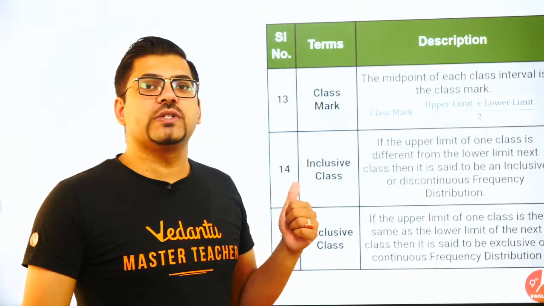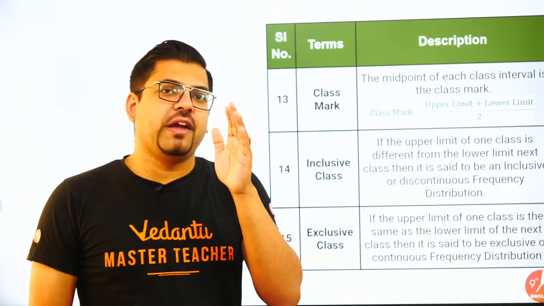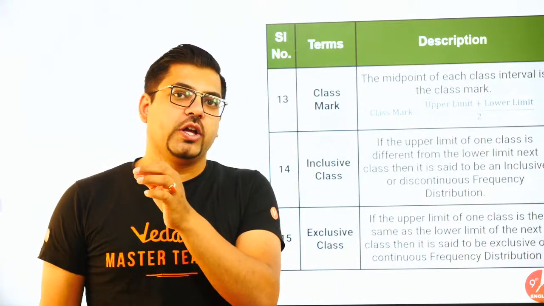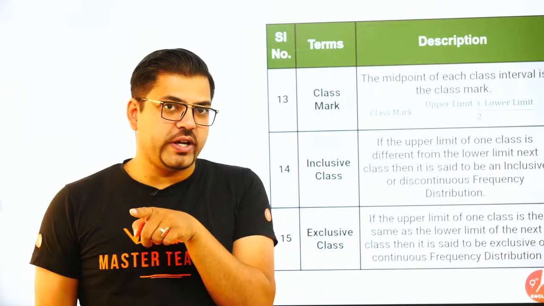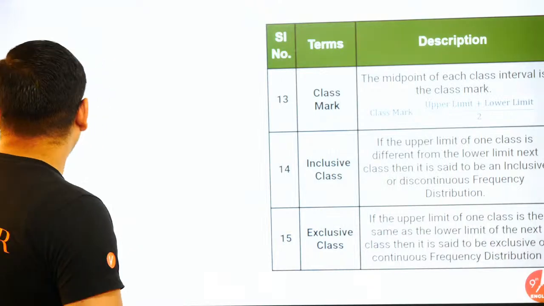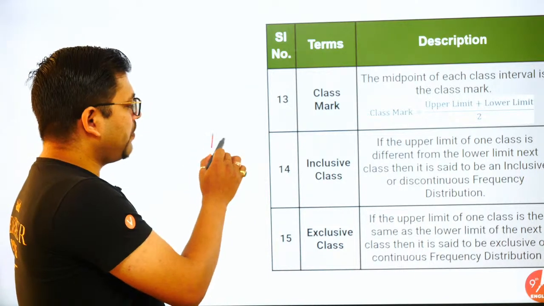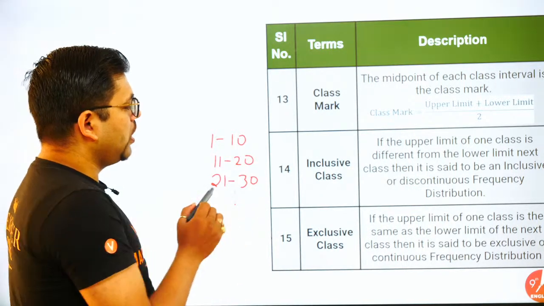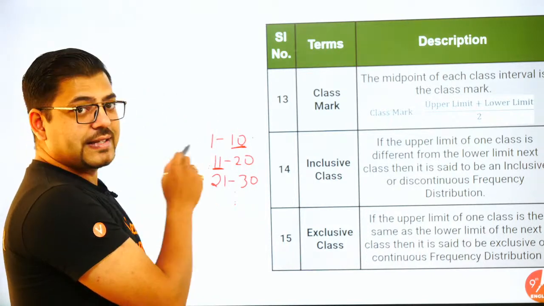Inclusive class. Inclusive classes are those classes which are not joined together. Let me give you an example. If I say 1 to 10, then 11 to 20, then 21 to 30. In all these classes, 1 to 10 is there, and the next class is not 10 to 20, it is 11 to 20. So that is the difference. Let me write it down. In inclusive class, the example would be 1 to 10, then 11 to 20, 21 to 30 and so on. The upper limit of one class and the lower limit of the next class are not connected.